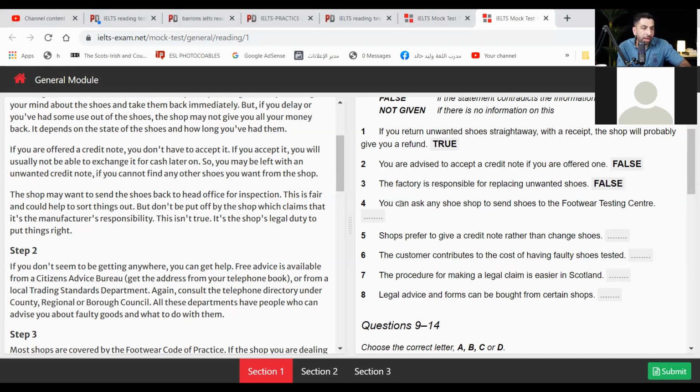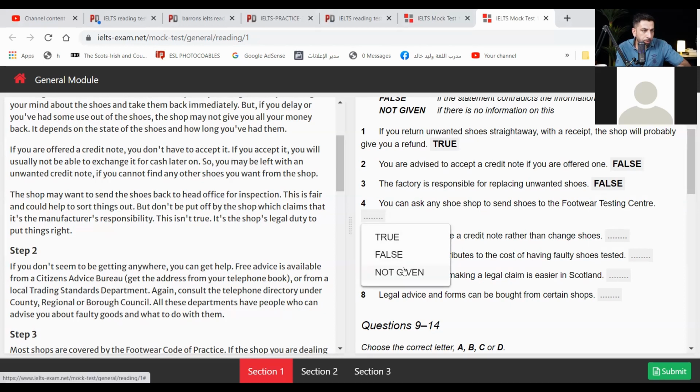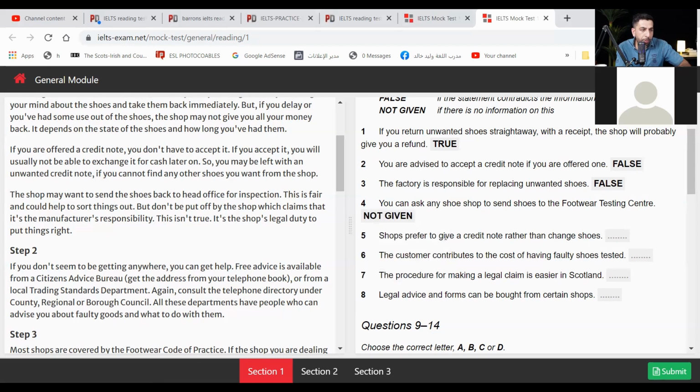You can ask any shoe shop to send shoes to the footwear testing center. Not given. Shops prefer to give credit notes rather than change shoes. Not given. Are you sure?